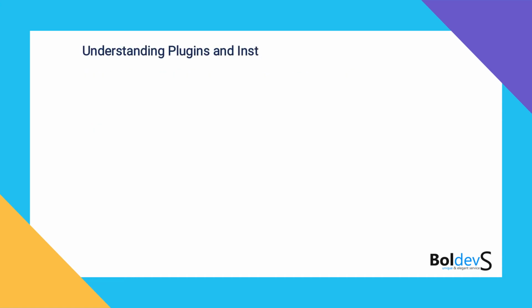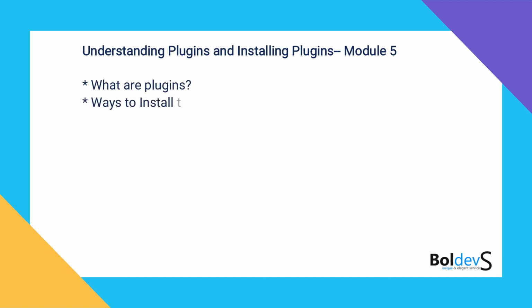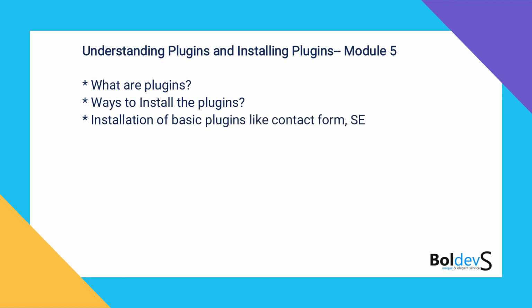And then module number 5 is understanding plugins and installing plugins. So in module number 5, we are going to see what a plugin means, how to install a plugin, where we can find the plugins, and the ways to install them. And then finally we are going to install the basic plugins, and we are going to set up contact forms and social share buttons, etc. We'll see them one by one in that video itself.